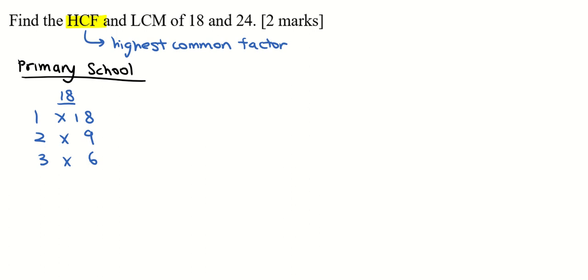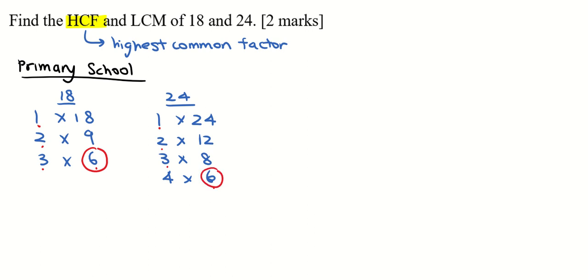Now let's do the same for 24. These are the factors of 24: 1, 2, 3, 4, 6, 8, 12, and 24. Now to find the highest common factor. I noticed that both have common factor 1, both have common factor 2, common factor 3, and common factor 6. Which one is the HCF, highest common factor? 6, right? So the answer is 6. So this is the primary school method.